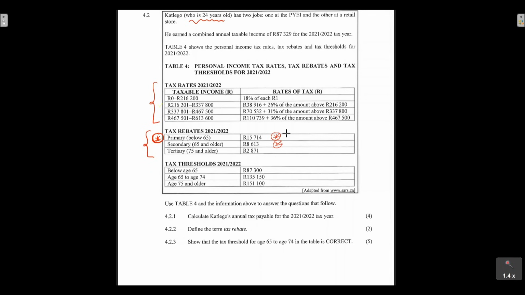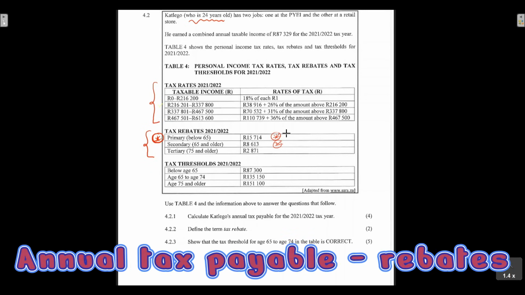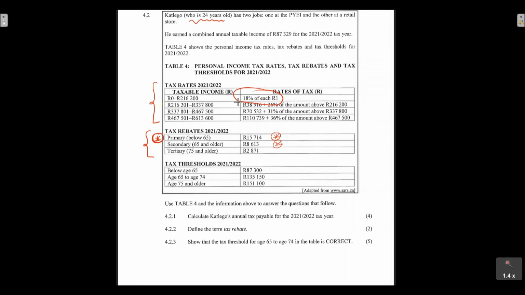Okay, so then to get the total tax payable, we would subtract the amount that we would have gotten from your tax rates table. Then we would subtract the primary rebate and we would subtract the secondary rebate. That is how we would go about calculating the total tax payable in this case, because they just have the rebates, they haven't included medical credits and things like that.